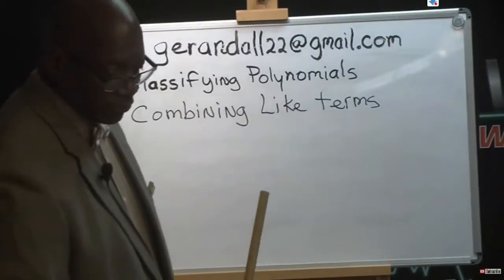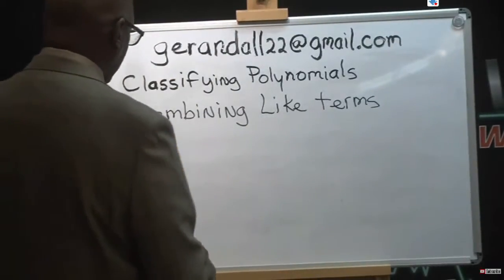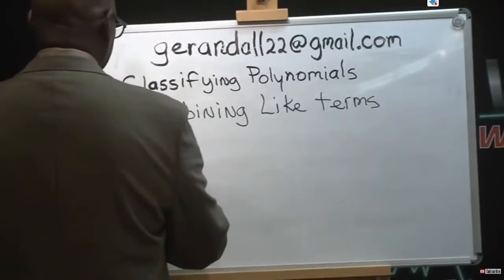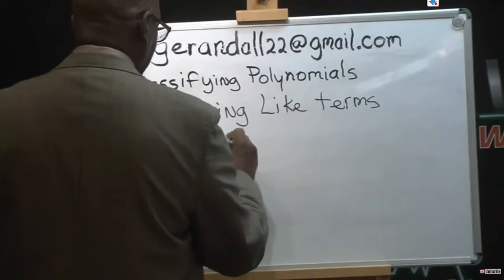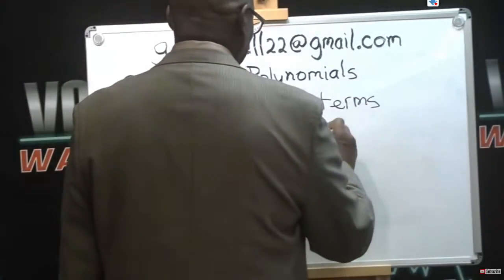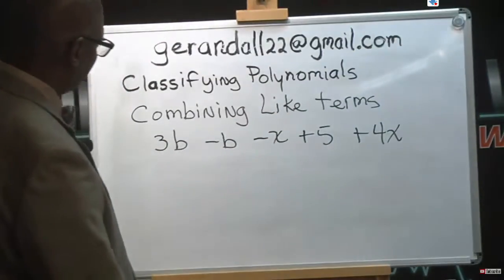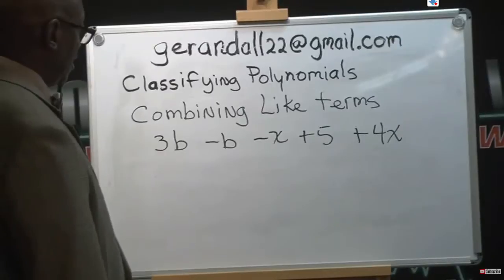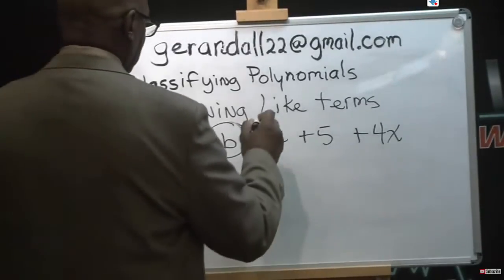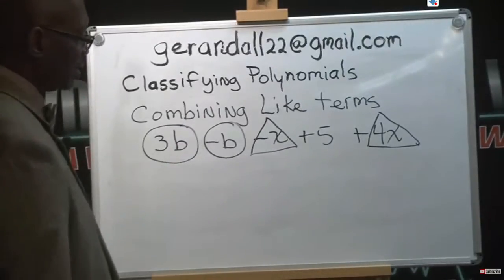Okay? There's no numeric answer for this. However, what we do is an assignment will be given, and you'll have a listing of, let's say, 3b minus b minus x plus 5 plus 4x, and the assignment will be combine like terms. So what we do is, let's say we circle all the b's, and we put triangles around the x's, and we leave the 5 term by itself.